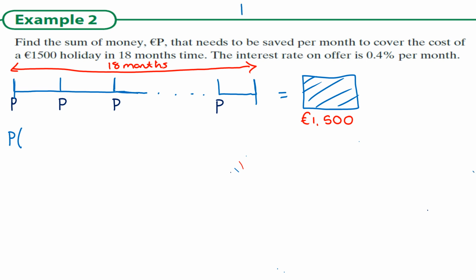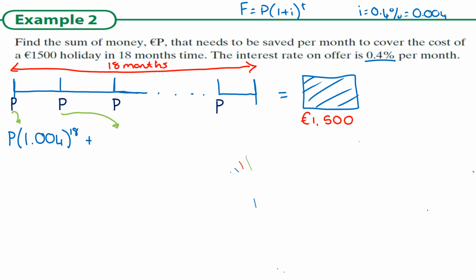So what we have as a sequence is P, and that P is invested at 0.4%. So remember, I'm using F is equal to P, bracket 1 plus I, to the power of T. I is equal to 0.4%, but we want that in decimal, so 0.004. So that's 1.004, and that's to the power of 18, plus, I'm going to try line these up, so that's P.